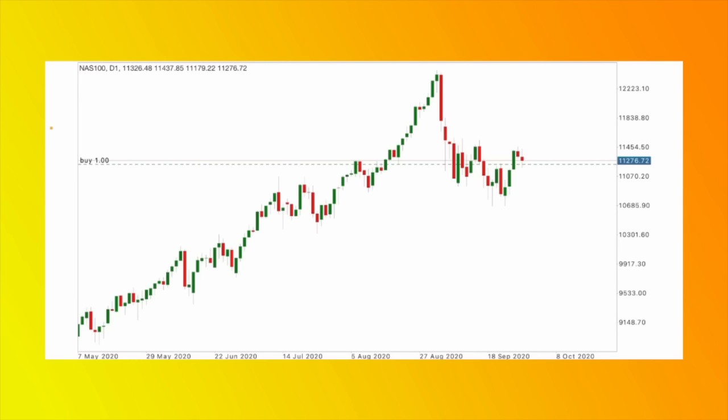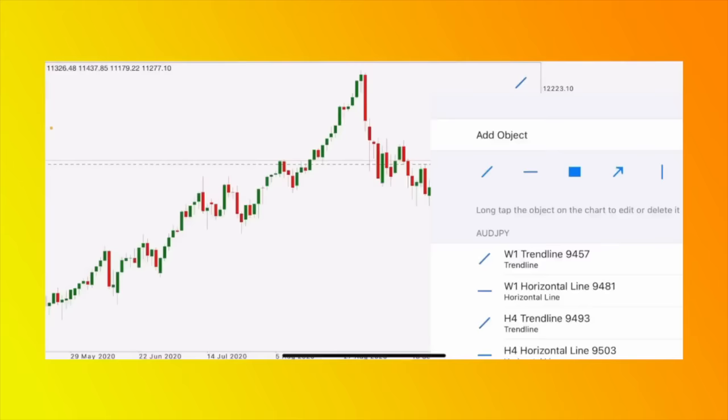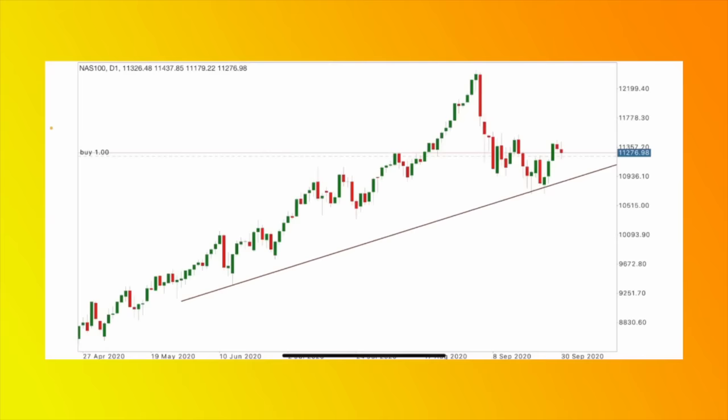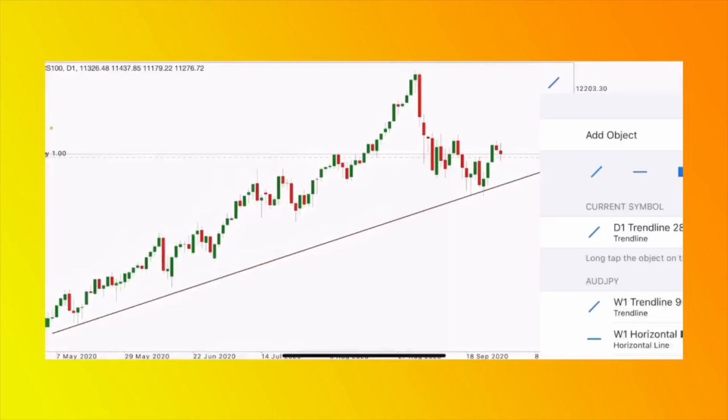I then follow my step number 4, which says you start drawing your diagonal supporting trend line and your diagonal resisting trend line. So let me have my diagonal supporting trend line. This is it. I have it. Diagonal supporting. I take the very same. I draw it down here.